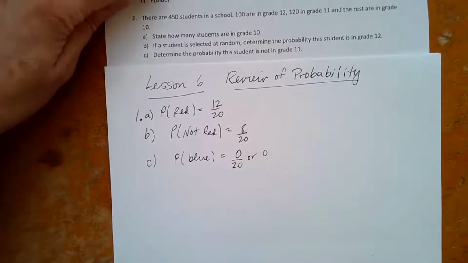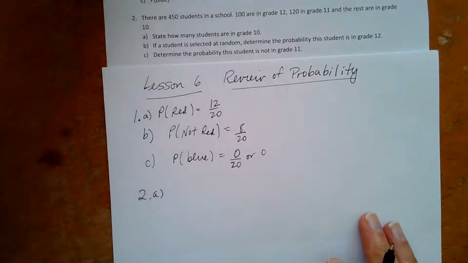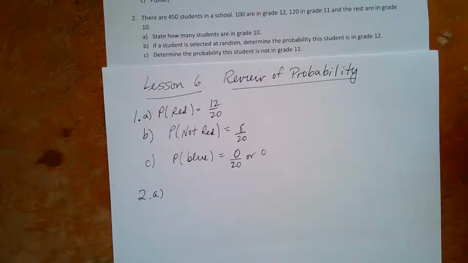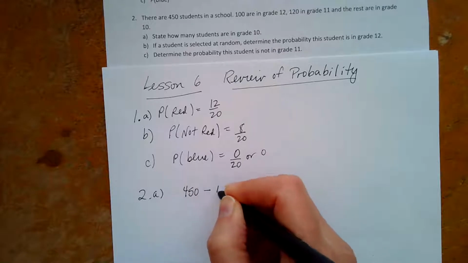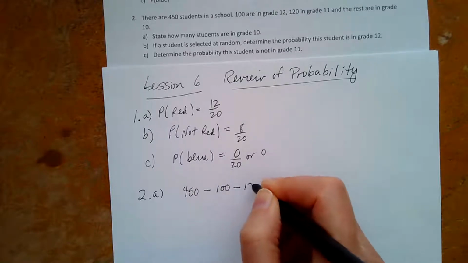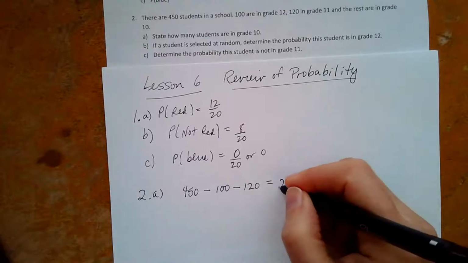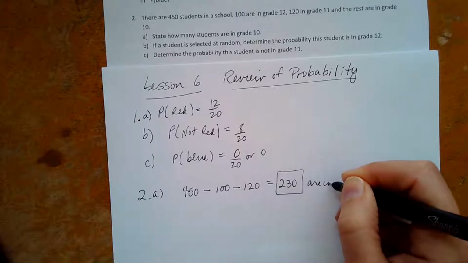Number 2. There are 450 students in a school. 100 are in grade 12, 120 in grade 11, and the rest in grade 10. How many students are in grade 10? Okay, so we have 450 in total, right? We take away the grade 12s. We take away the grade 11s. So that leaves us with 230 in grade 10.